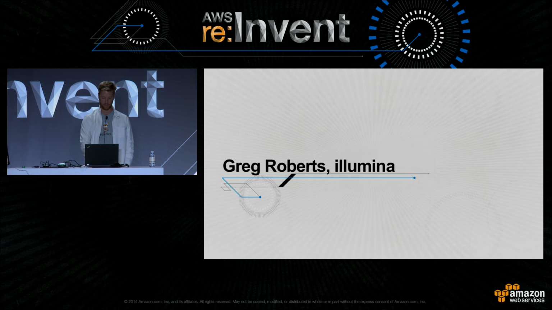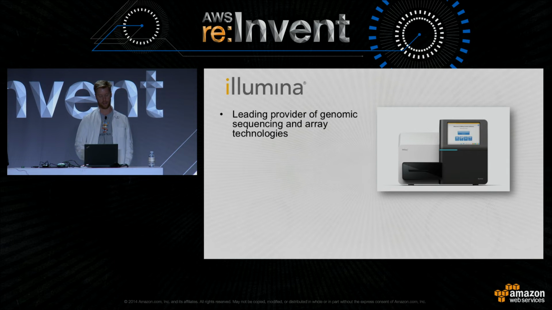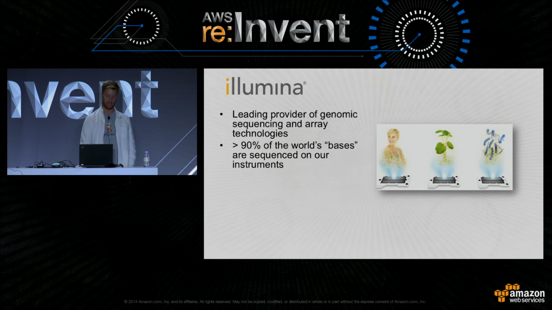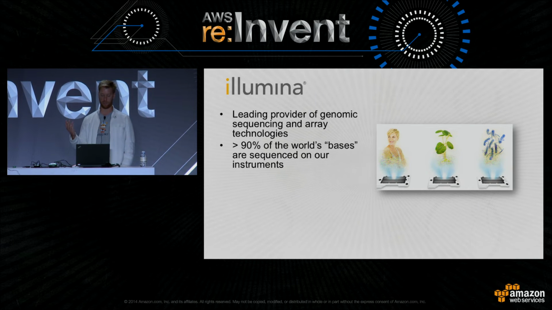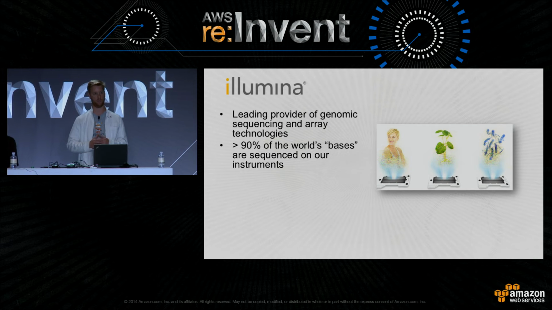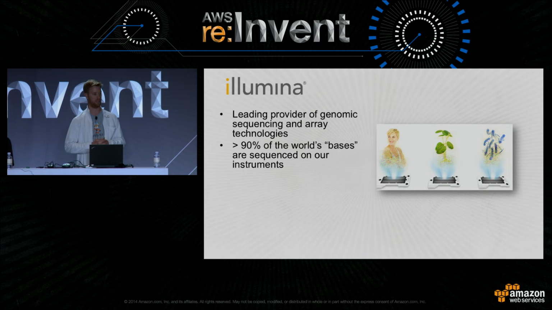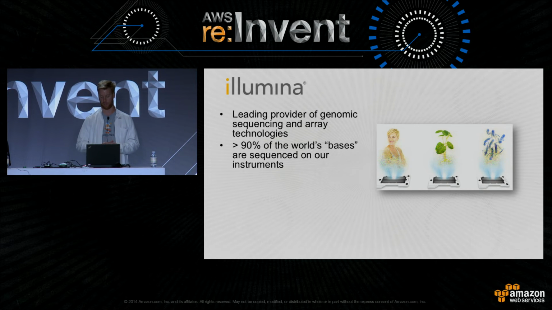But Illumina is the leading provider of genomic sequencing and array technologies. So we like to say that more than 90% of the world's bases that are sequenced throughout the world are done on our technology. So if you've ever been anywhere where you've gotten sequenced or genotyped, it probably happened on one of our instruments.